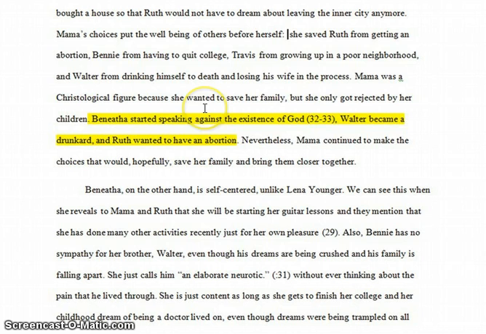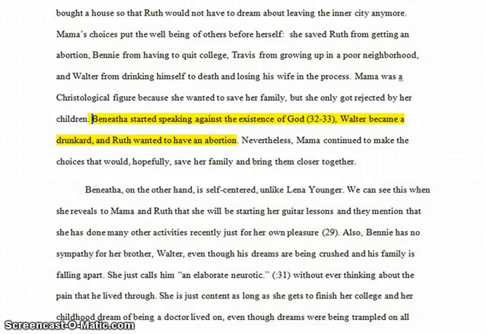It said "she got rejected by her children." You probably mean "was rejected by her children." And I would probably say, for example, "Beneatha started speaking against the existence of God," and I would probably quote something there instead of just the page numbers. And I would explain, this might not seem like a rejection of Mama, but this was the very essence of Mama, her faith in God. "She was rejected by her children when Walter became a drunkard." You probably have to prove that one. That's a little distantly connected. "Rejected by her children when Ruth wanted to have an abortion." I'm not sure that one works at all right there.